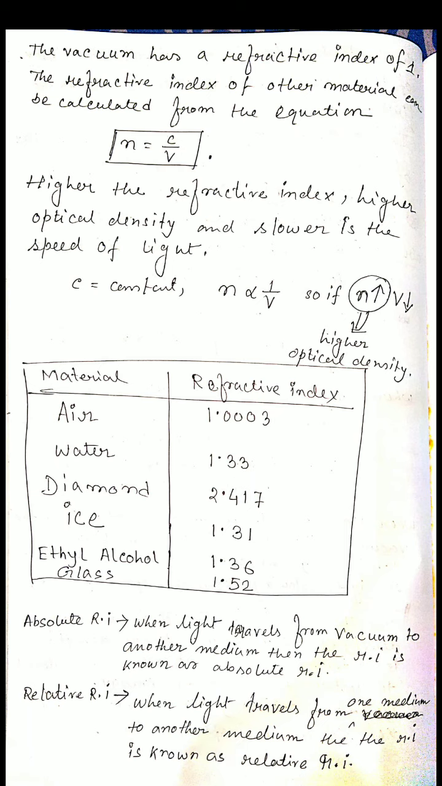so in this table, I will write some materials and their refractive index, and you see that the refractive index of air is very less compared to the others. Water is 1.33, glass is 1.52, ice is 1.31, diamond 2.41. So diamond is more dense. If we compare water and diamond, diamond is a denser medium with respect to water.